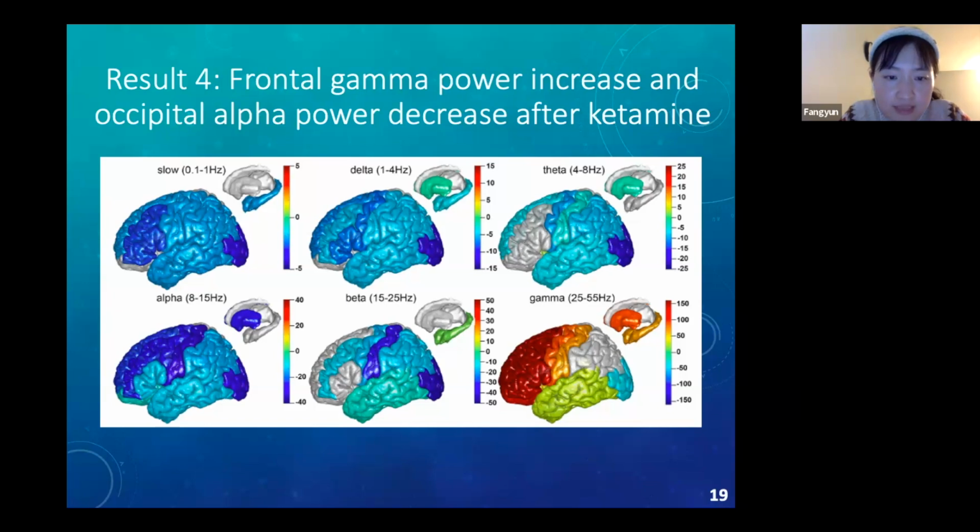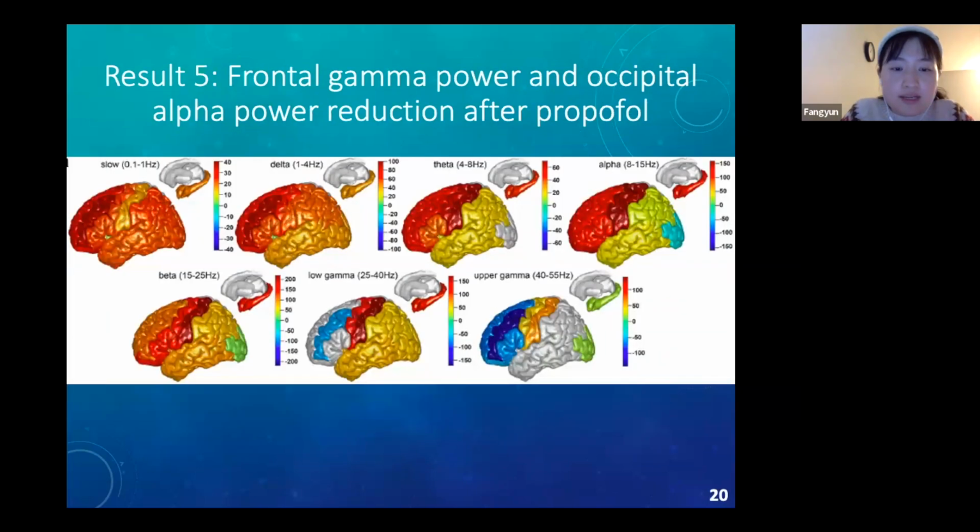We could see that ketamine induced a global decrease of power at slow, delta, theta, alpha, and beta frequencies for most cortical and subcortical regions, with the largest reduction in occipital regions at alpha frequency. Consistent with the previous studies, a large increase of gamma power was detected in frontal regions of the brain. We did the same analysis for after the propofol.